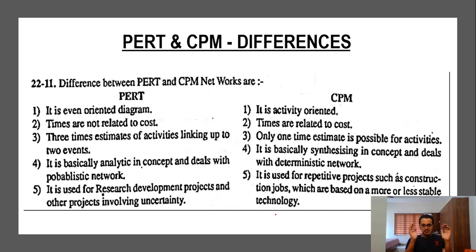In PERT, there are three time estimates. That is optimistic, pessimistic, and most likely. But in case of CPM, there is only one time estimate. So PERT is basically analytic in concept, and coming to CPM, it's basically synthesizing in concept, and it is more of a deterministic network. PERT is probabilistic, and CPM is deterministic.